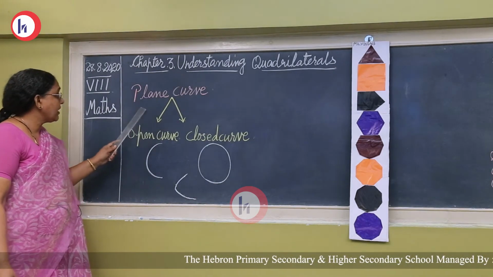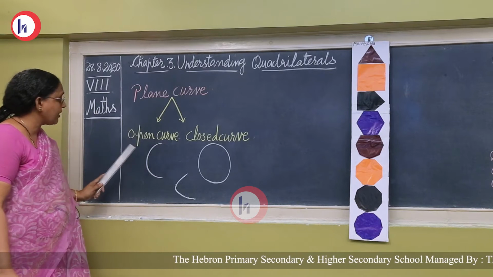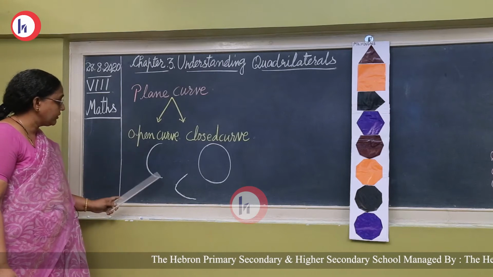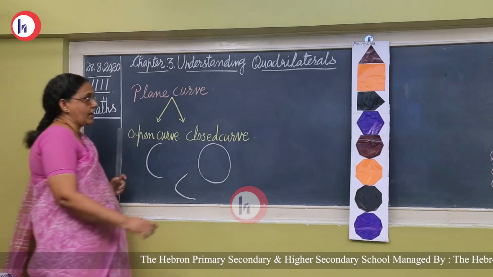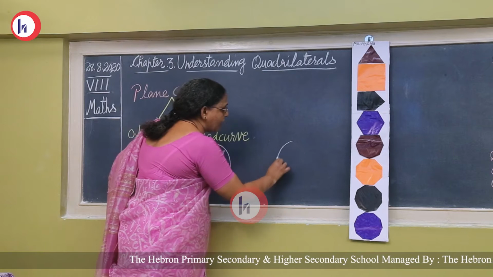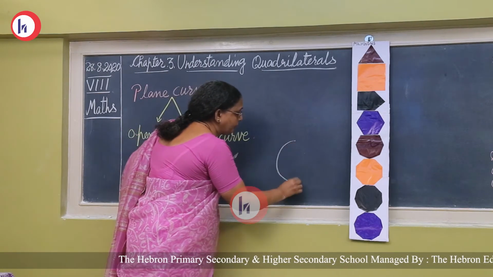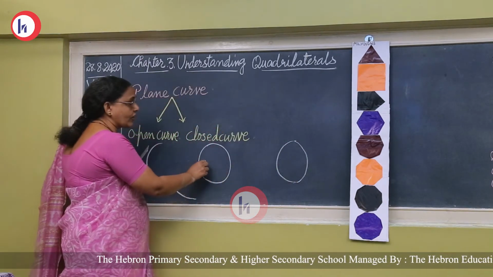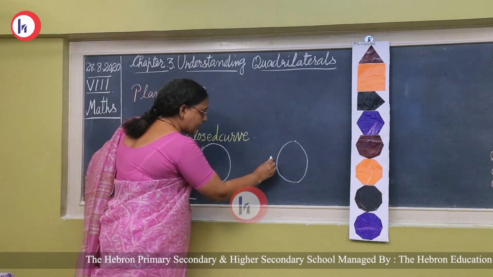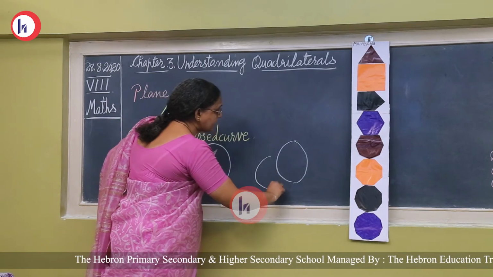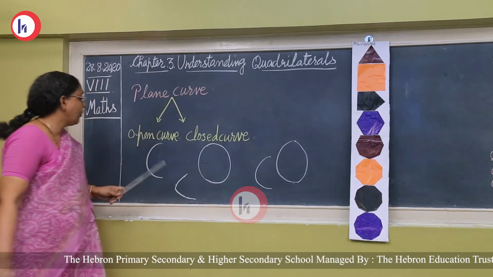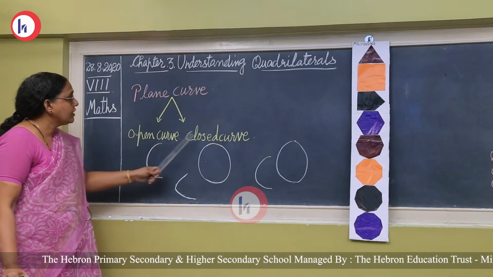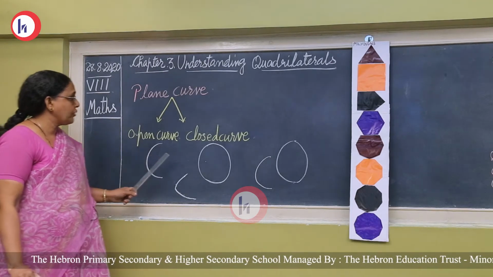Now, these plane curves are of two types. They are open curve and closed curve. Here you can see the open curve. When we start a curve and it comes to the end at the same point, that is a closed curve. When we start but it does not complete at the same point, it is known as an open curve. So these are different terms you should know about.